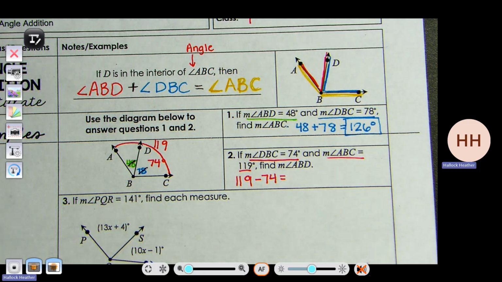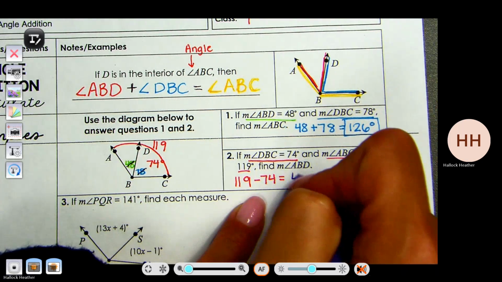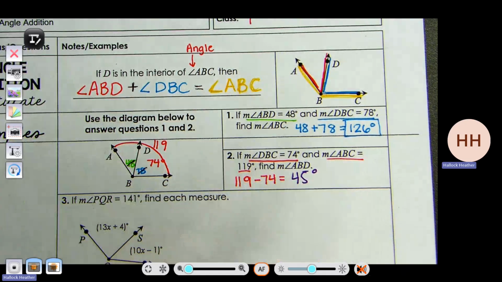Okay, so what's my answer for number 2? 45. Okay, let's go to the back.